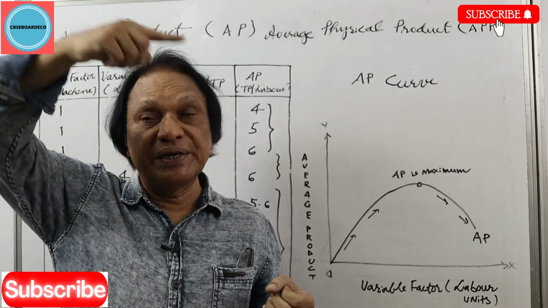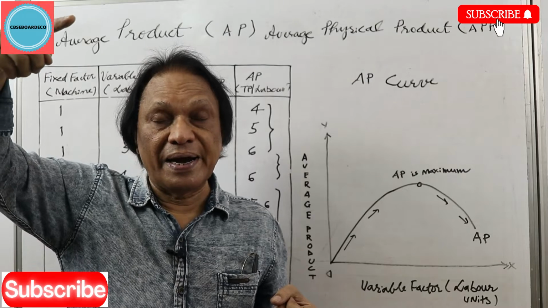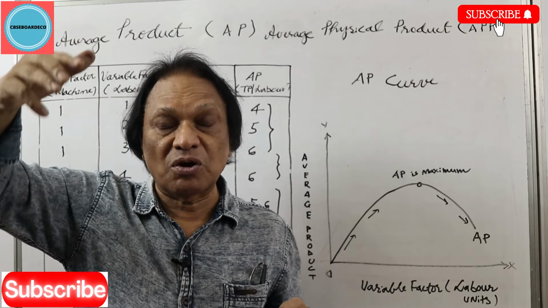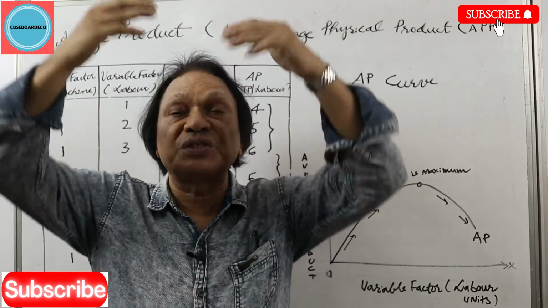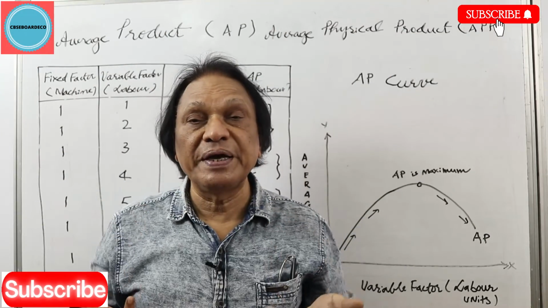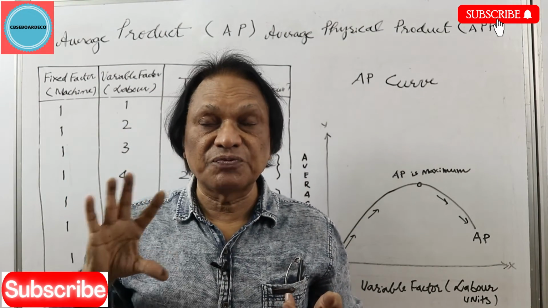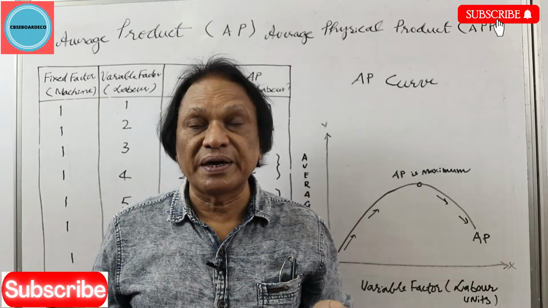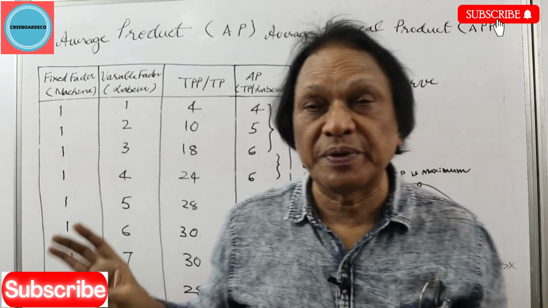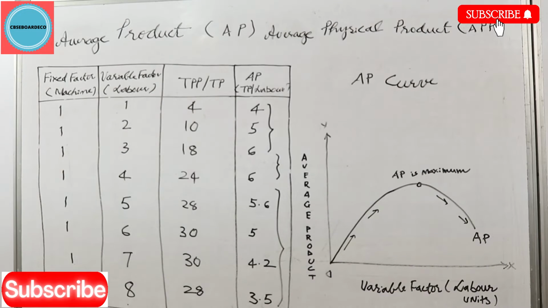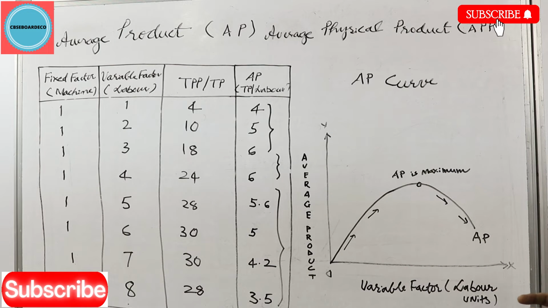Average product first increases and reaches its maximum and constant, then declines. It goes up maybe 4, 6, 8, or maybe 8 again, and then 6, 4, 2. So it keeps on declining. That's average product. So we can see here on the table, I explained to you, see on the board, average product, AP or average physical product or average output means the same thing.